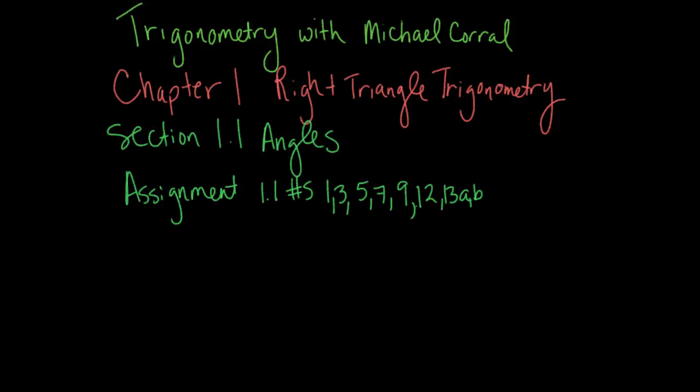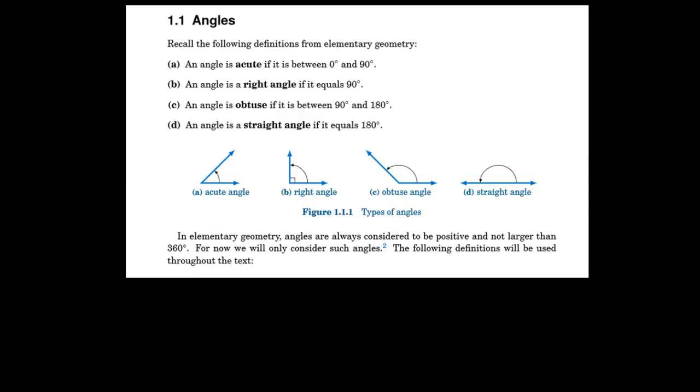Well, it's the study of relations between the sides and angles of triangles. So the first chapter that we will start with, chapter 1, is right triangle trigonometry. And before we get into right triangle trigonometry, we need to talk about some definitions of angles.